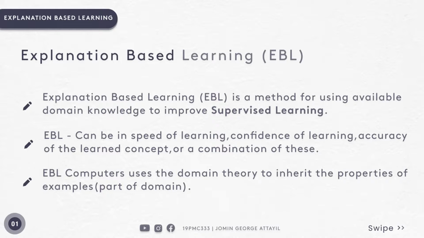EBL computers use the domain theory to inherit the properties of examples. Here, EBL computers, otherwise, these are the agents. Here, the examples are nothing but a part of domain, and domain means the collection of all examples. By using examples only, it will inherit or infer the domain specific knowledge. So this is called explanation based knowledge.